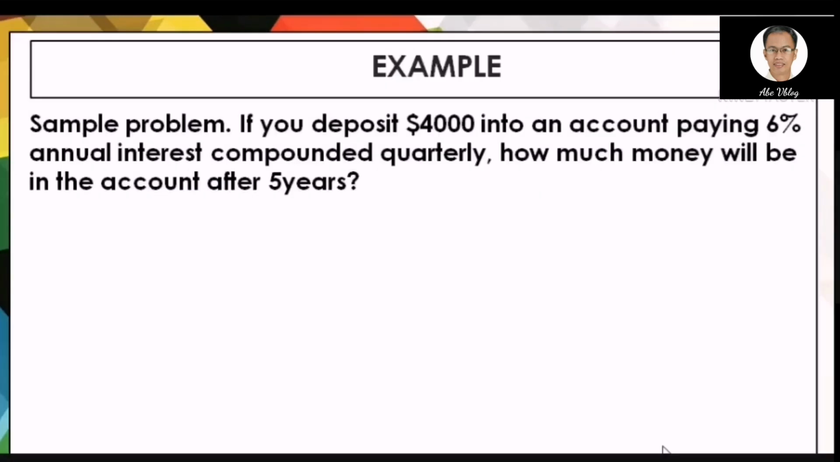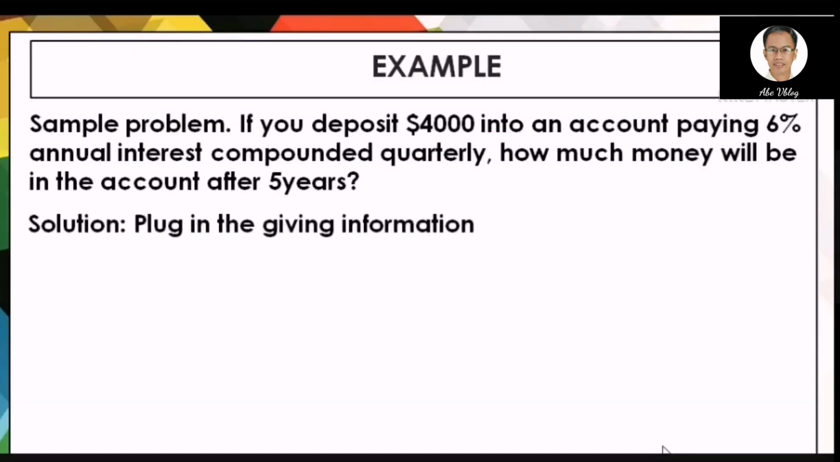Sample problem. If you deposit $4,000 into an account paying 6% annual interest, compounded quarterly, how much money will be in the account after 5 years?